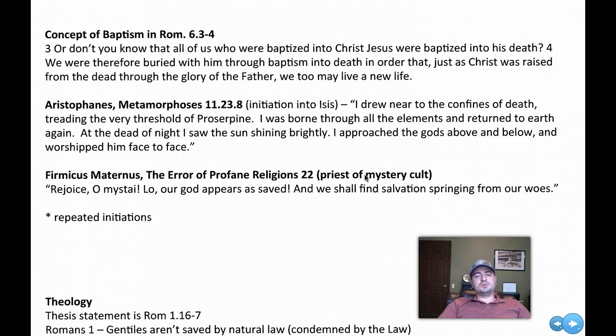And now, I don't know what mystery cult this one's talking about, but Firmicus Maternus says, "Rejoice, O mystae. Lo, our God appears as saved, and we shall find salvation springing from our woes." Like death, it springs from death and resurrection, as we would call it. So the second one is a little thin, but you get the picture.